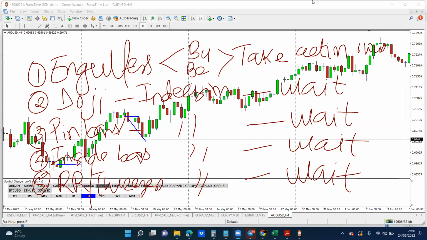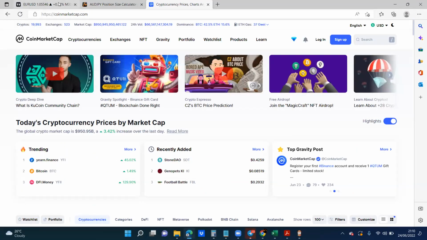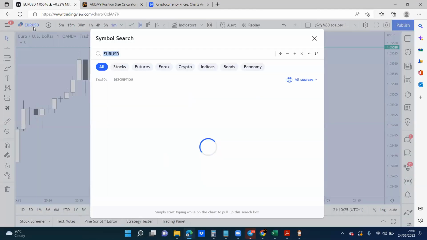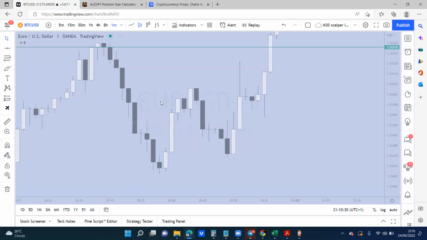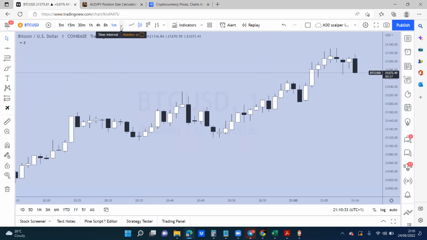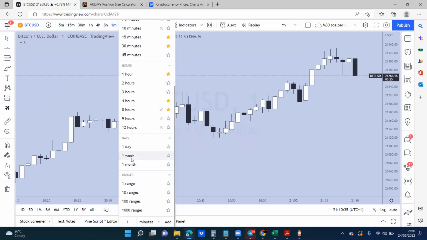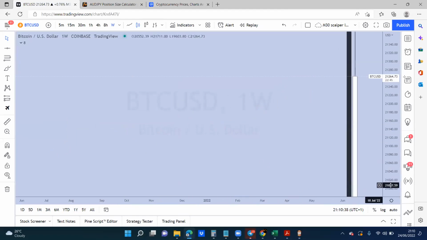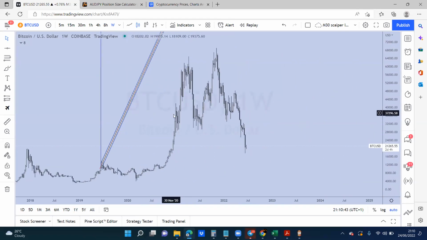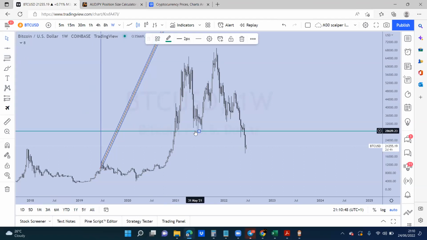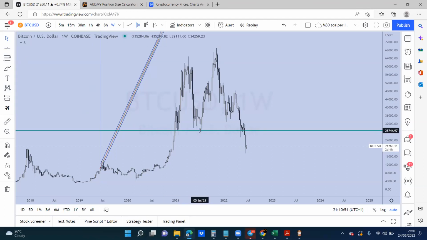Clear all. Okay, I can't find Bitcoin here. I think I just changed. Let's look at BTC. Weekly time frame. All right. Okay, yep. I was waiting for it around 29. I was waiting for it around here. That was the last support for me.